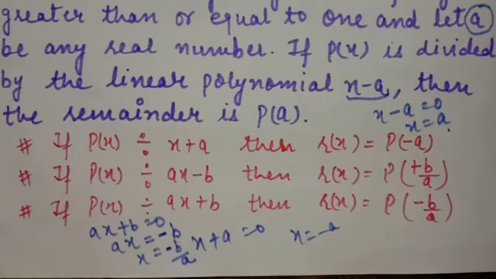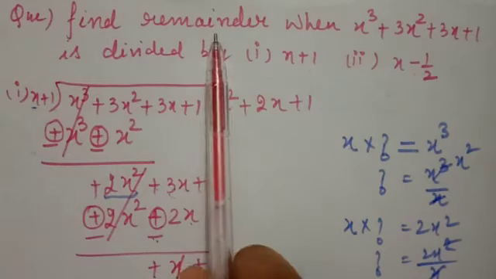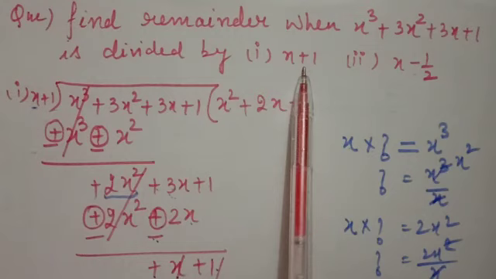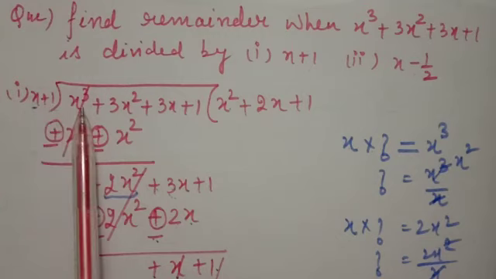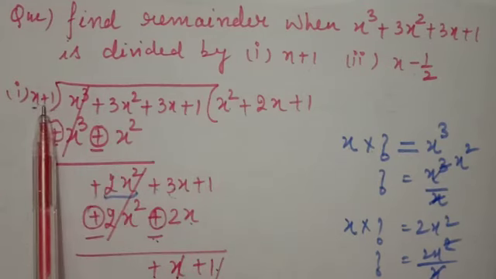Now we will take one example with the remainder theorem. This is a question from your NCERT exercise 2.3 of 9th class. So we will explain it. Find the remainder when this polynomial is divided by x plus 1. So students, first of all, we will start our long division method. x plus 1 dividing this given polynomial. This is a polynomial and this is also a polynomial.